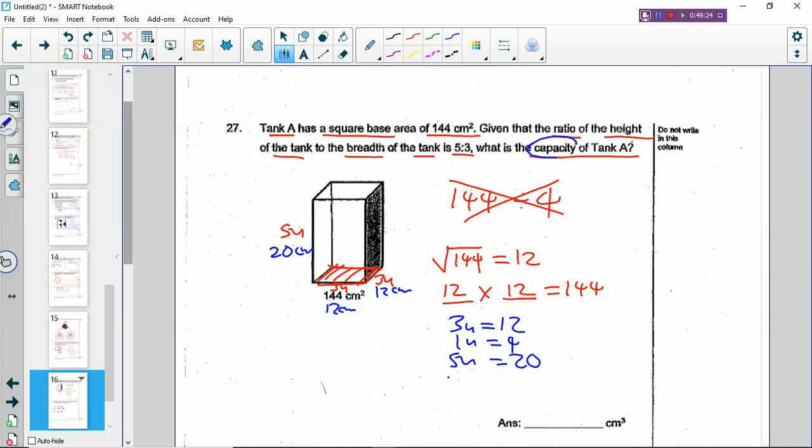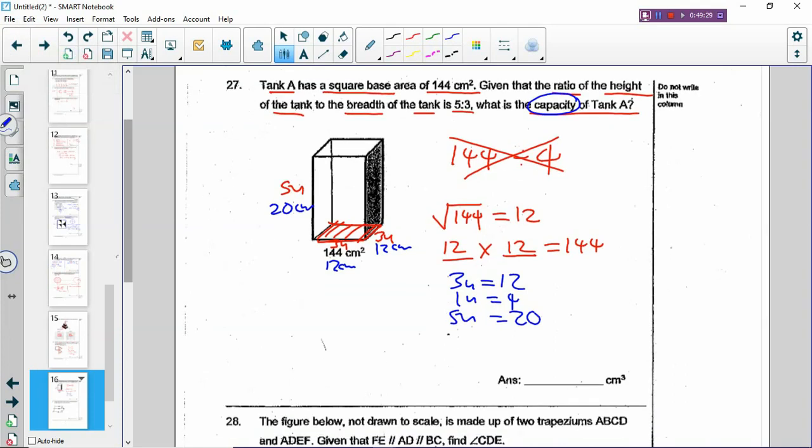What is capacity? It means volume. So can you find the volume of tank A? You take length times height. But you don't have to do so many steps. You already have the base area, which is your length times length already. So you just take base area, length times length, which is the base area, and then you just multiply by the height.